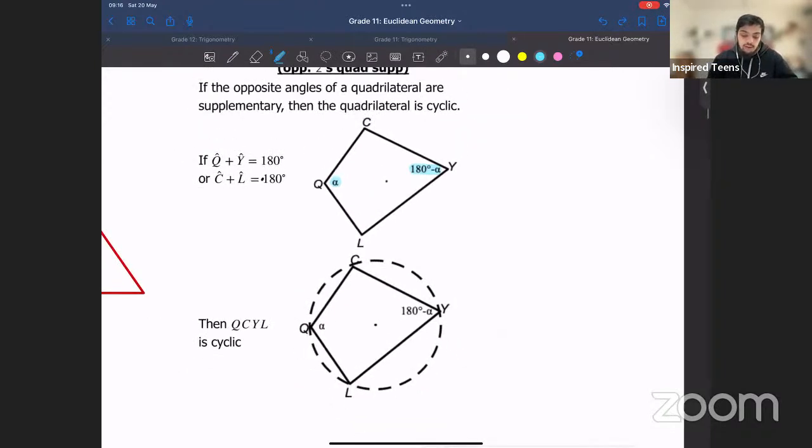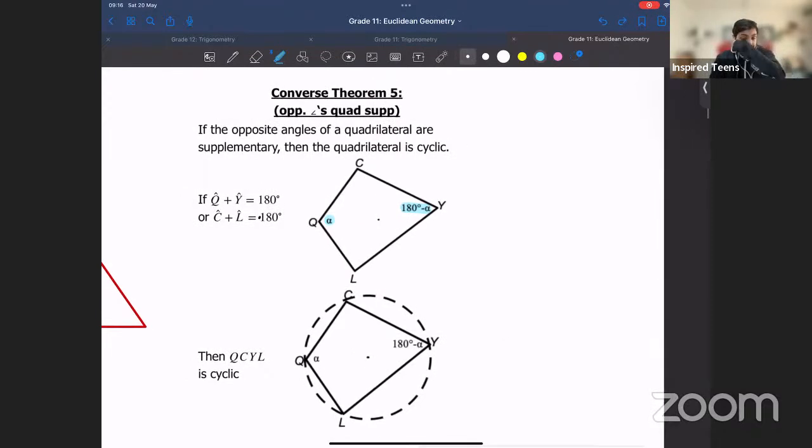Okay, so keep that in mind. This is the converse. This is actually very important. Maybe the previous ones, you know them or you don't know them, they're mostly not going to test them, but these get tested all the time, proving that something is a cyclic quadrilateral. So you have to understand this.